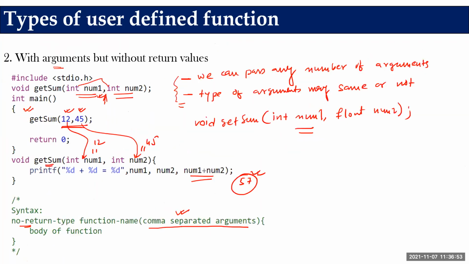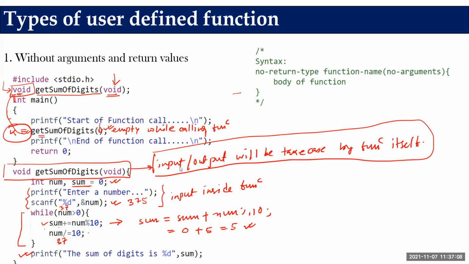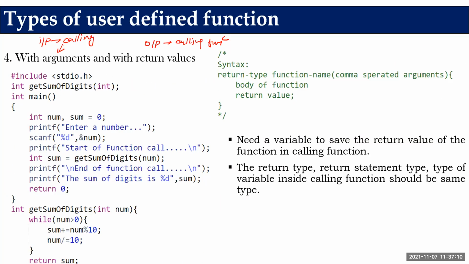Let's go back to the first category. See, in the first category, input and output are taken care of by the called function. Input and output will be taken care of by the function itself. So now case 4 is the opposite of this. Input and output both will be taken care of by whom? The calling function, the main method.